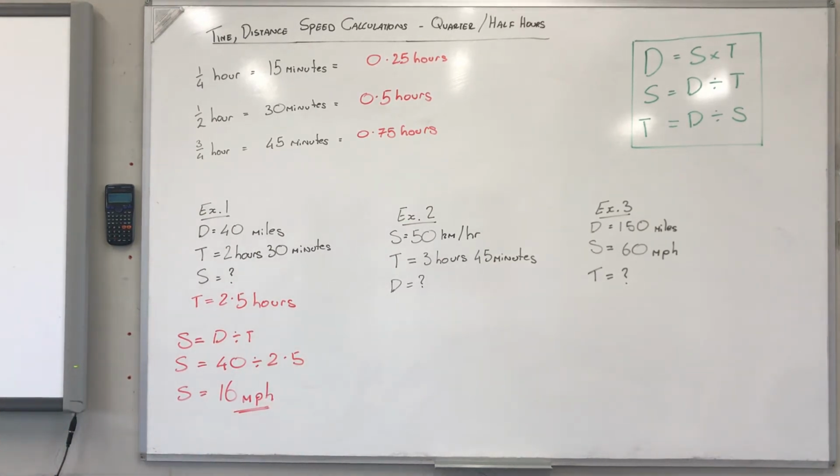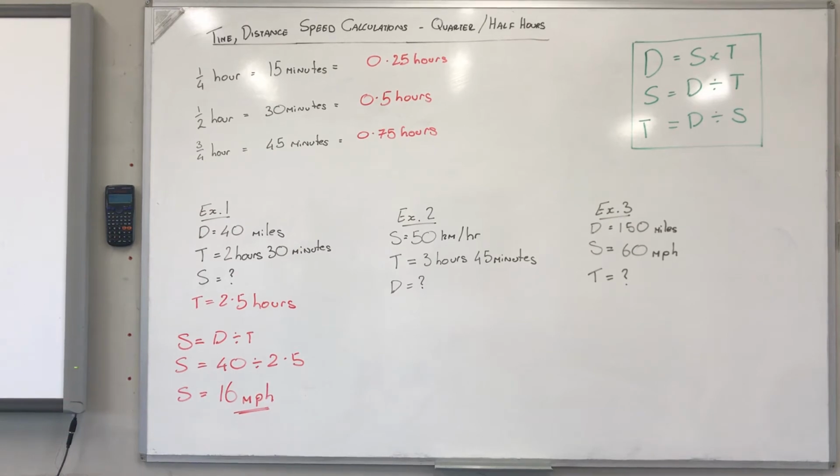So there we have it. First of all, I changed the 2 hours 30 minutes into 2.5 hours, which I got from knowing that 30 minutes is just 0.5 of an hour. Then I used the speed formula, distance divided by time, 40 divided by 2.5, and that gave us 16, using my calculator. The units of speed in this case are miles per hour, because the units of distance were in miles and the units of time were in hours. Okay? So I'm going to do the same thing for example two, and I'll come back and talk.